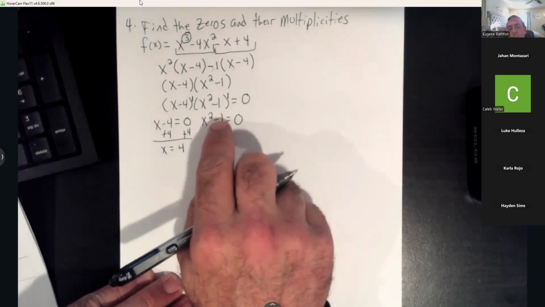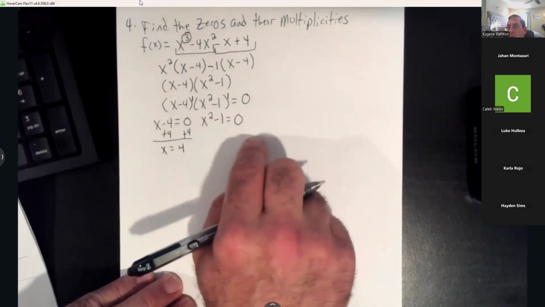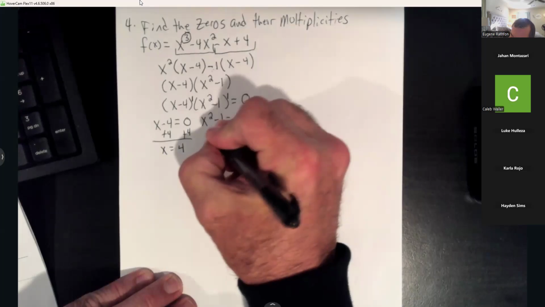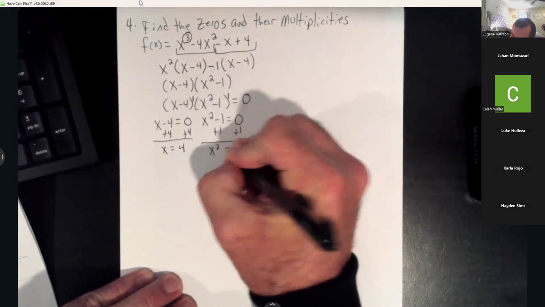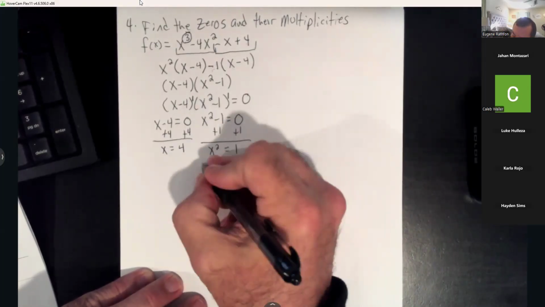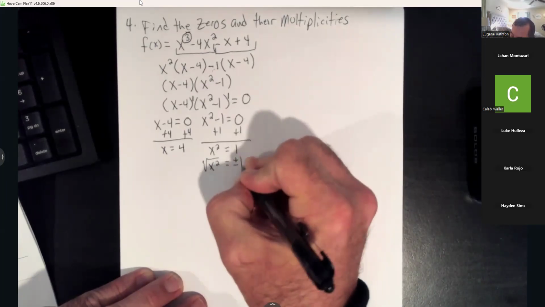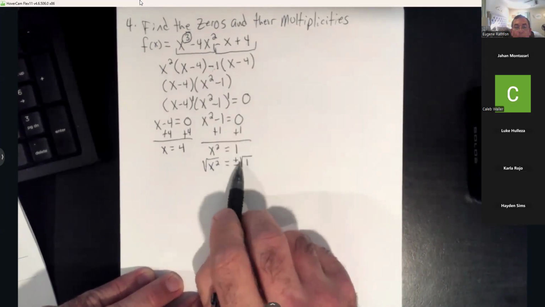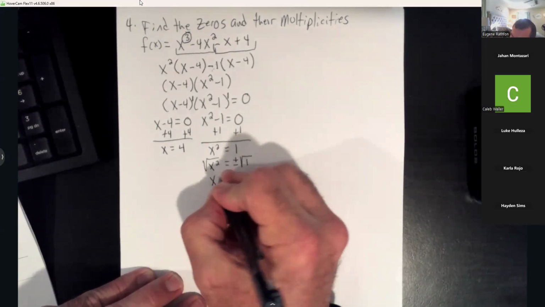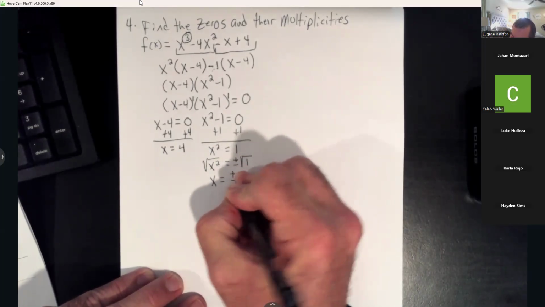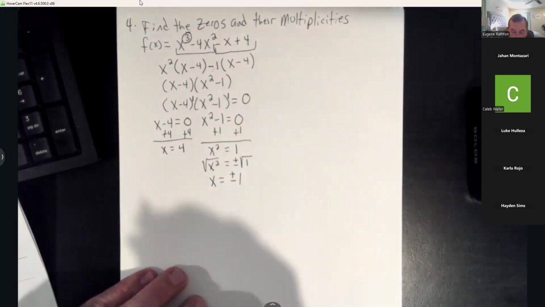This one, since it's x squared and a number, I'm going to add 1, move it over, and then do square root. So I get x squared equals a positive 1, and then I would square root both sides. So since you're taking the square root of a number, don't forget to use the plus or minus, so that I get x equals plus or minus the square root of 1, which is 1.